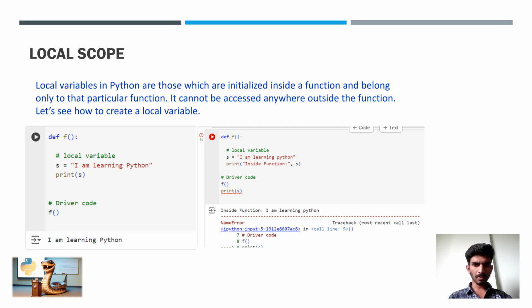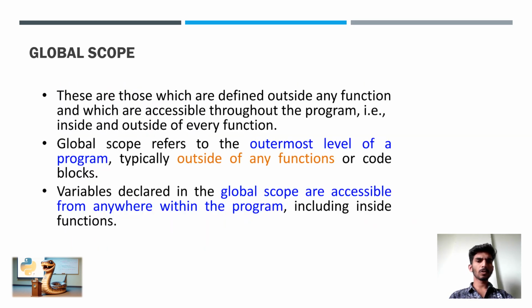In the second example, how? Because we are printing something and also printing the s here, x is inside the user defined function, so it cannot be accessed because it is in the local scope. Now let us know about the global scope.